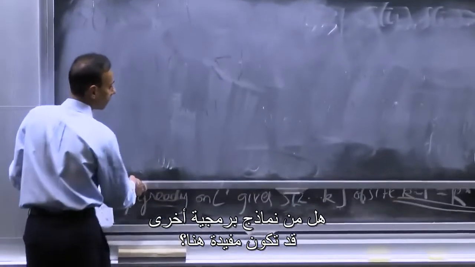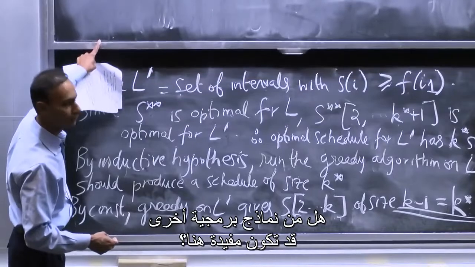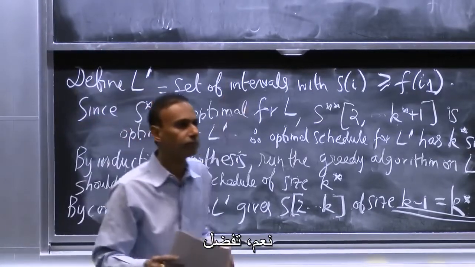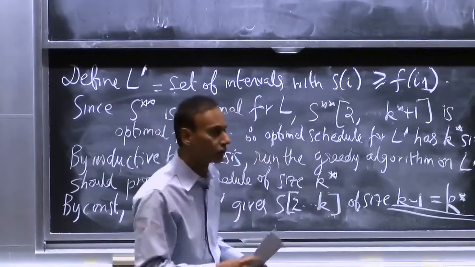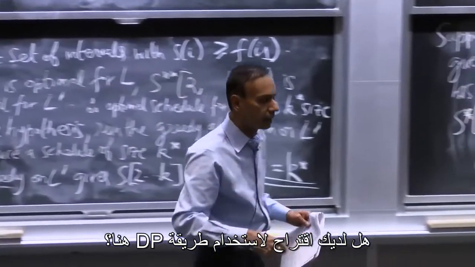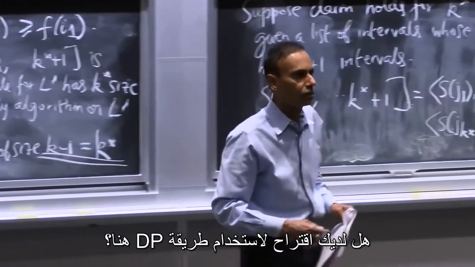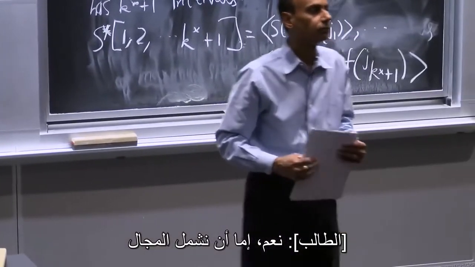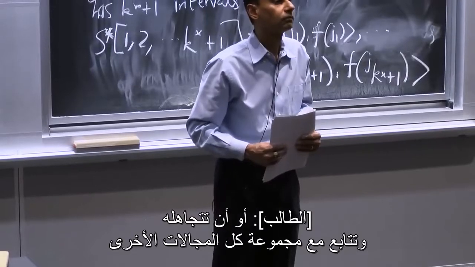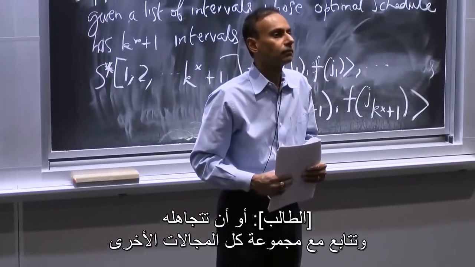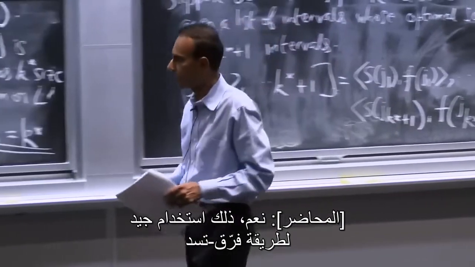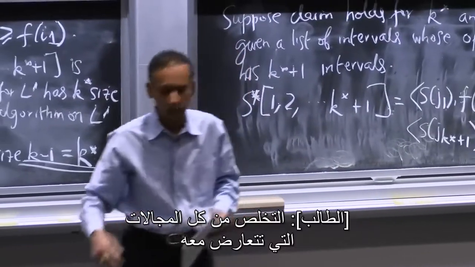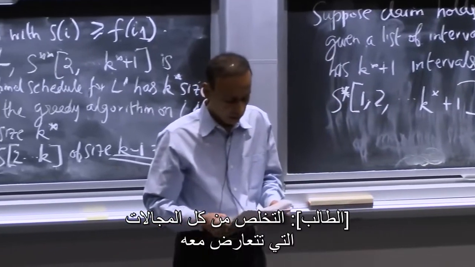What other programming paradigm do you think would be useful here? Yeah, go ahead. DP, right? So do you want to take a stab at a potential DP solution here? Yeah, so either include the interval or discard it and then continue with the set of other intervals. Yeah, that's the perfect divide and conquer. And then when you include it, what do you have to do? Eliminate all conflicting intervals. Right.